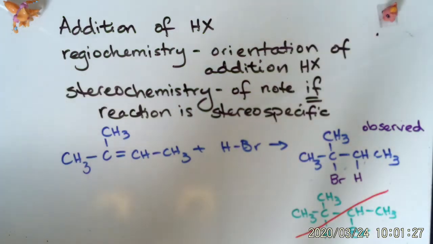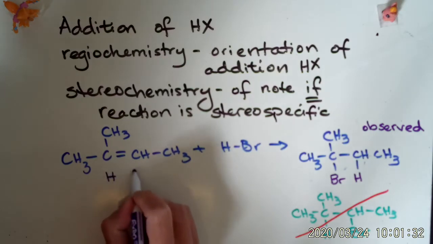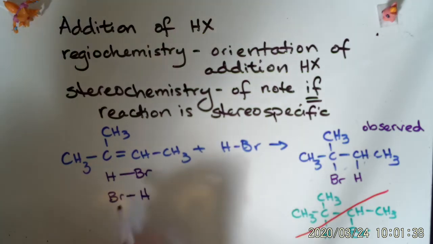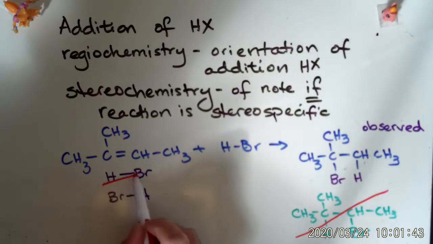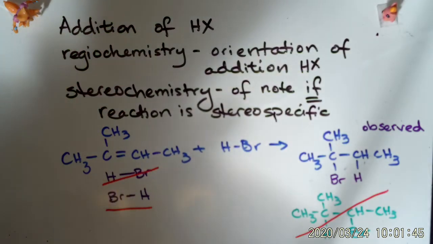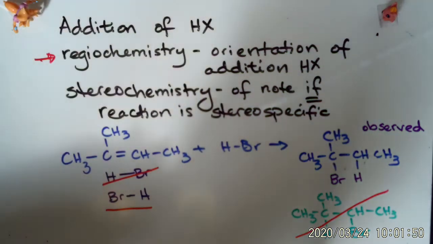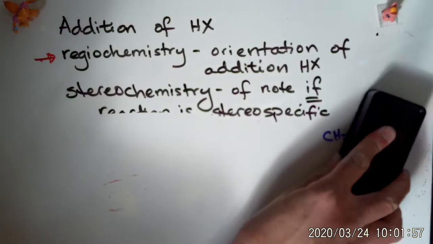Now, obviously, I can add my HBr in either orientation. It can go this way, or it can go this way. So the question is, why is this orientation not observed and only this one observed? And that is what we mean by regiochemistry, the orientation of the addition. Okay, so let's take a look at our mechanism.